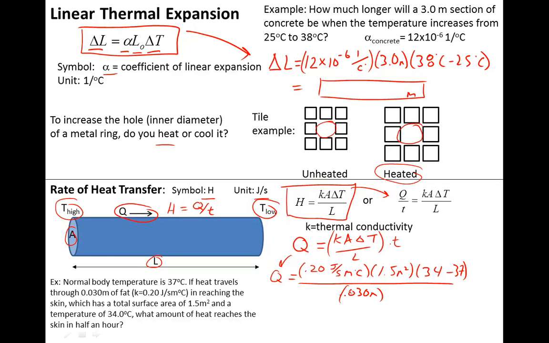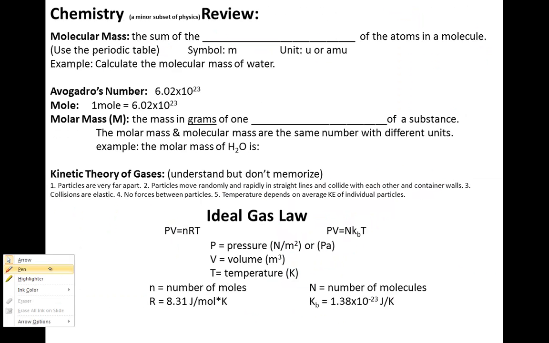Now, I also have to multiply times t. My value for time is going to be 30 minutes, but I convert that by multiplying it times 60 seconds in 1 minute. So I have to multiply that whole value times that. I end up with a negative 61,200 joules. Now we're going to do a little chemistry review.